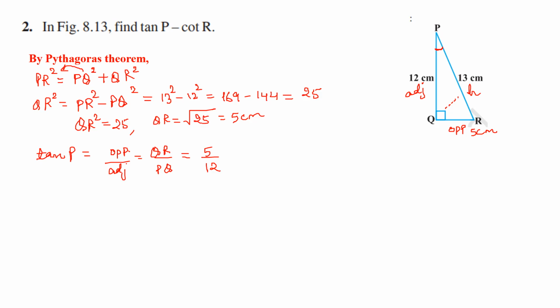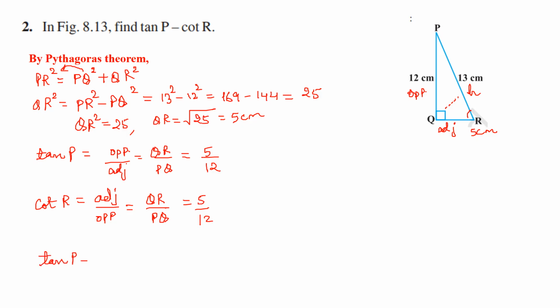Now let's find cot R. So for cot R, now this opposite and adjacent will change, isn't it? So with respect to R, if you take QR is your adjacent side and PQ is your opposite side. So let's find cot R. So cot R will be equal to adjacent by opposite, and your adjacent is QR, opposite is PQ, which will give you the value as 5 by 12. Now you have to find the difference of that, tan P minus cot R.